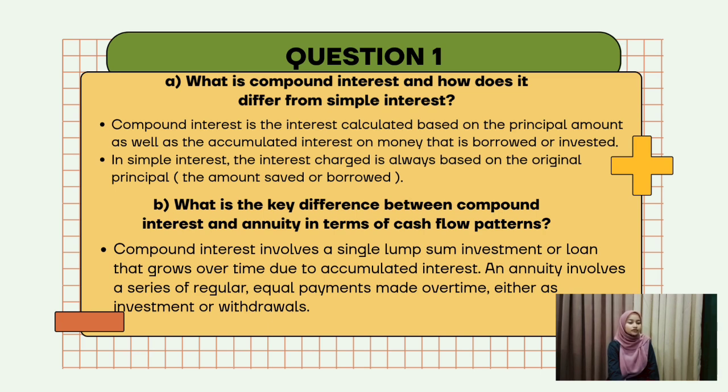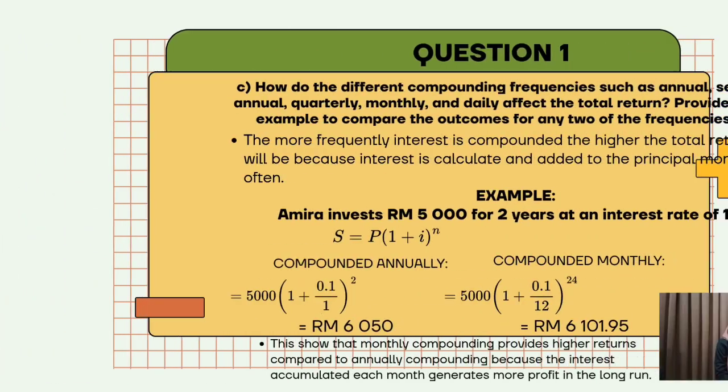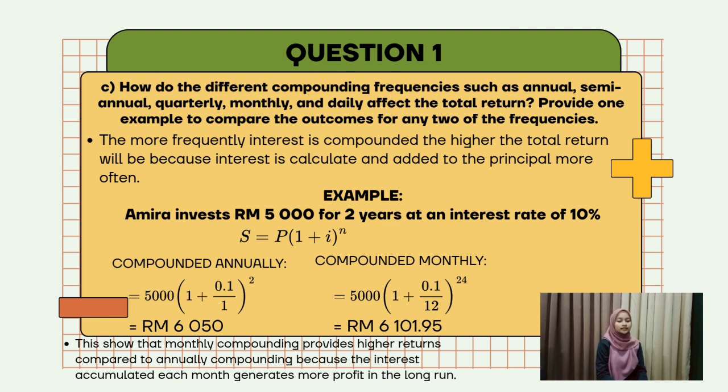An annuity involves a series of regular, equal payments made over time, either as investment or withdrawal. C. The more frequently interest is compounded, the higher the total return will be, because interest is calculated and added to the principal more often. Example: Amira invests 5,000 ringgit for 2 years at an interest rate of 10%. I use compounded annually and compounded monthly to show the difference between the two.